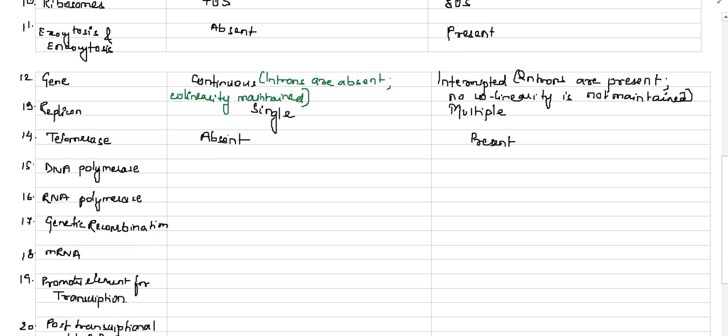Next is DNA polymerase. In prokaryotes, the DNA polymerases are of three types. What are they? Type 1, 2, and 3. But in eukaryotes, the DNA polymerases are of five types. What are they? Alpha, beta, delta, epsilon, gamma, and the last letter is pronounced as xi. Okay, this is xi, it looks like E, said to be E.